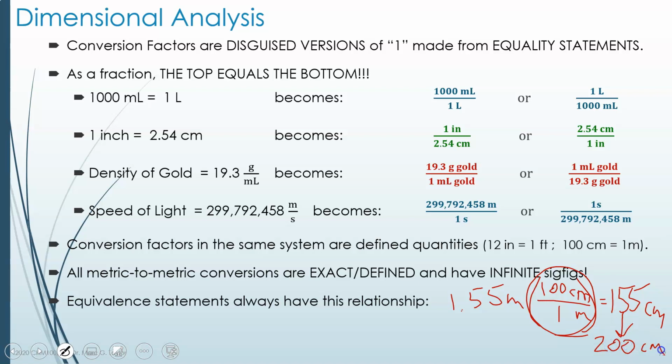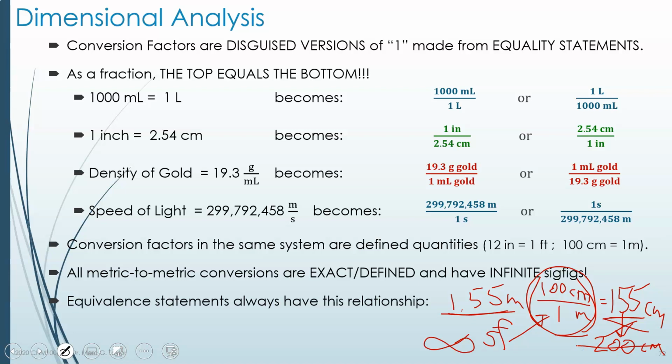Well, no, you don't do that. You never do that. Because this actually has infinite sig figs. And therefore, if I start with 3 significant digits, I better end with 3 significant digits. And that's the beauty of having exact conversion factors.